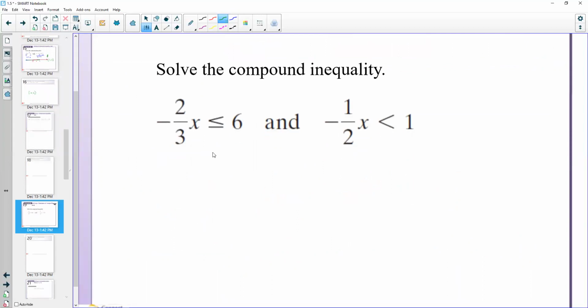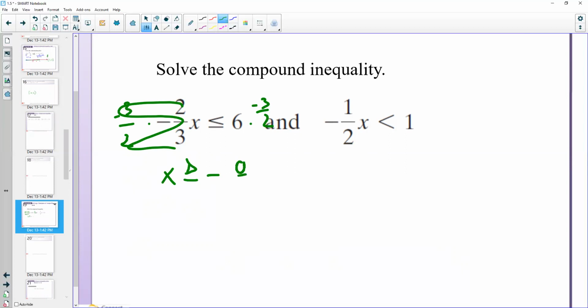Don't be scared. Okay, what we do to solve this is multiply both sides by the reciprocal. The fractions drop away. We multiplied by a negative, so our sign has to flip. Okay, so it's going to be a negative answer. Negative 3 times 6 is negative 18, divided by 2 is negative 9. All right, on the other side, I'm going to do the same thing. I'm going to multiply by the negative reciprocal, negative 2 over 1. That's going to drop these fractions away. X is going to be greater than negative 2.